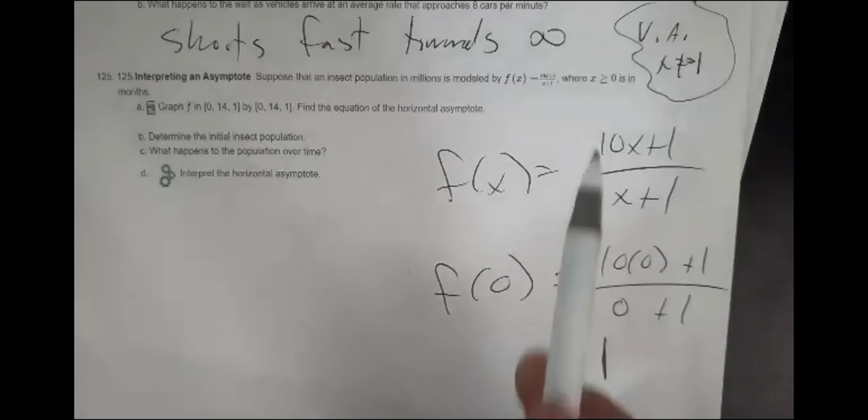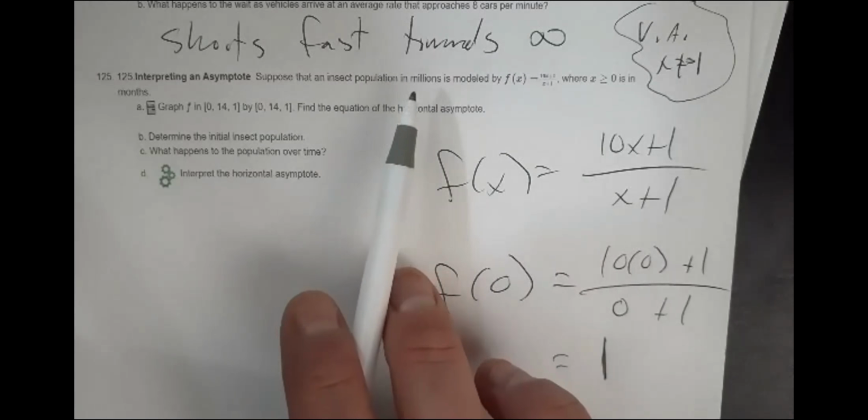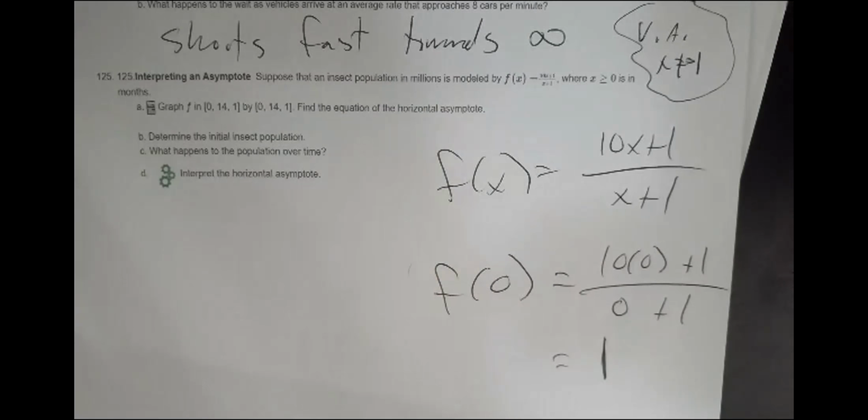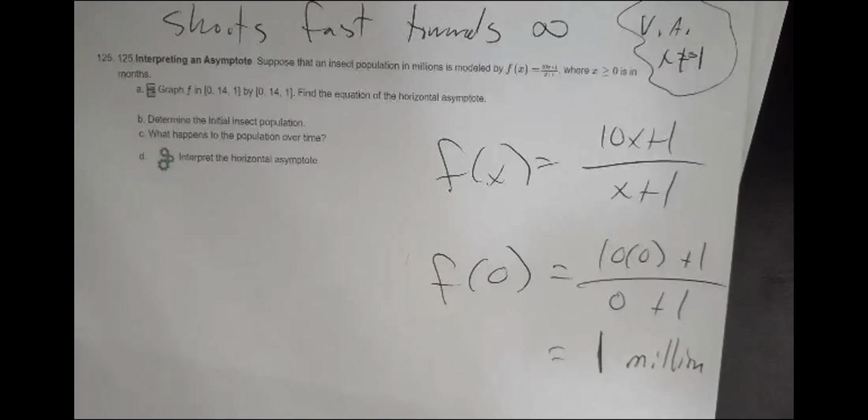So there wasn't one insect, there was one insect population. What they're talking about is the population in millions, I believe. Yes, population in millions. So this means there were 1 million insects initially.